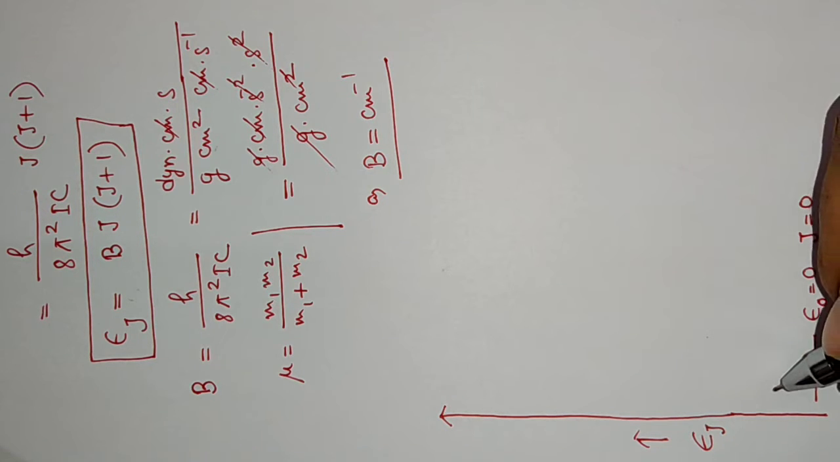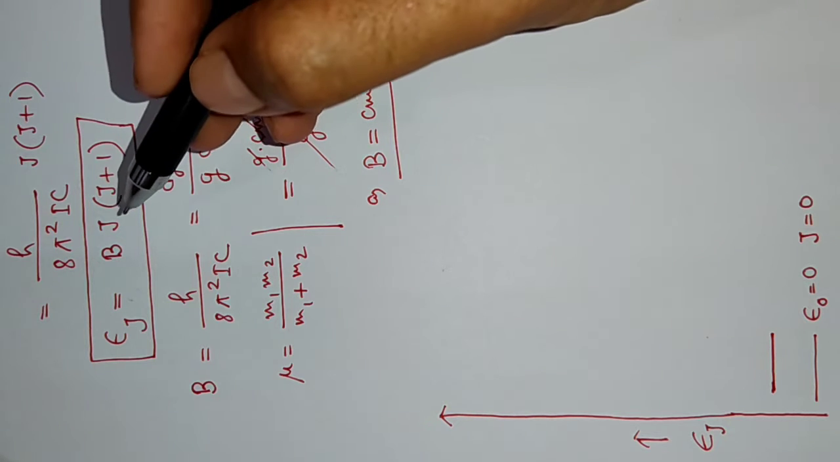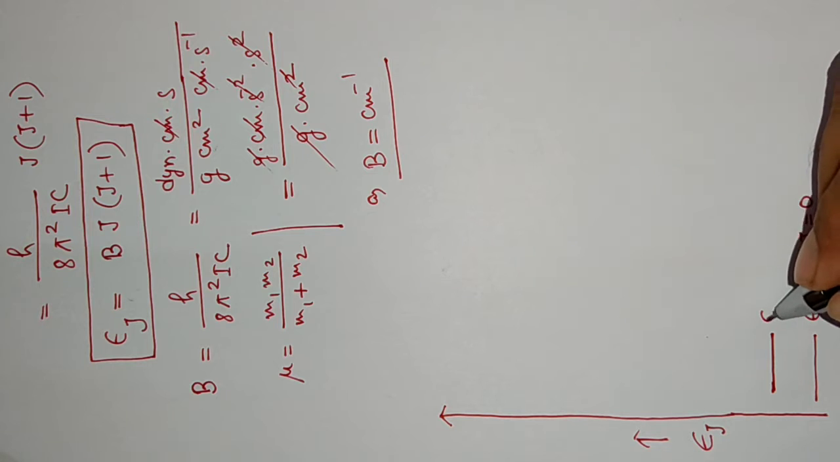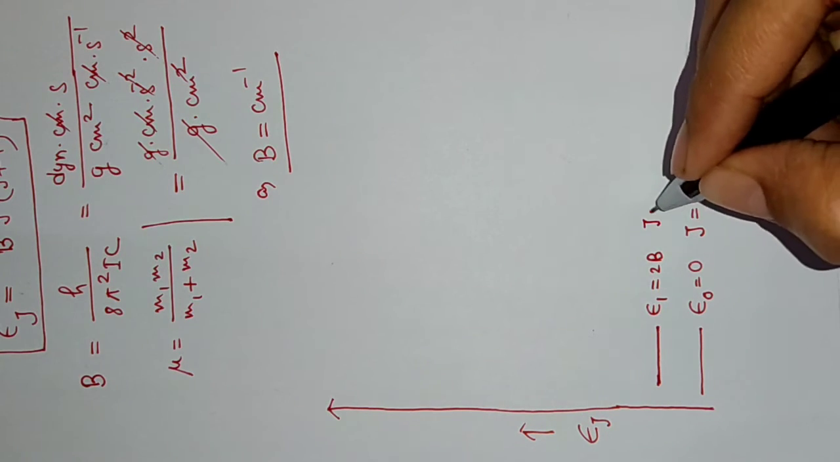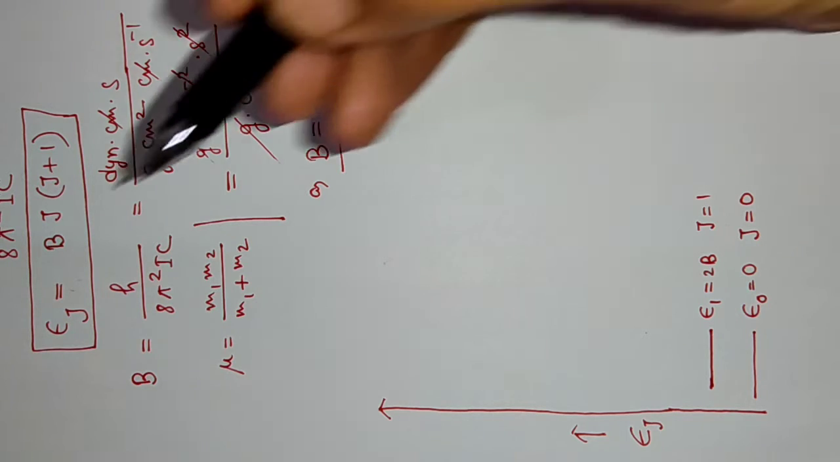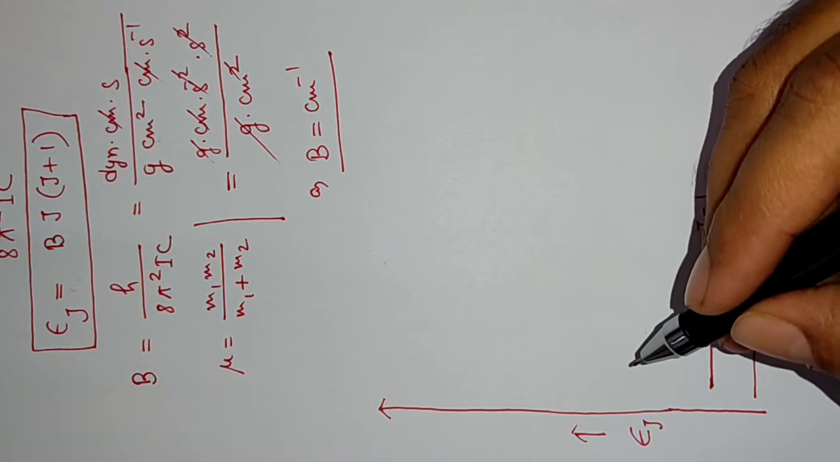Now, the first excited state will appear with the least rotational energy, least angular momentum, and it will be for J equal to 1. So it will be 1 into 1 plus 1, 2B. Epsilon 1, the energy for the first excited state, will be 2B for J equal to 1. Now for J equal to 2, it will be 2 into 3, so 6B.